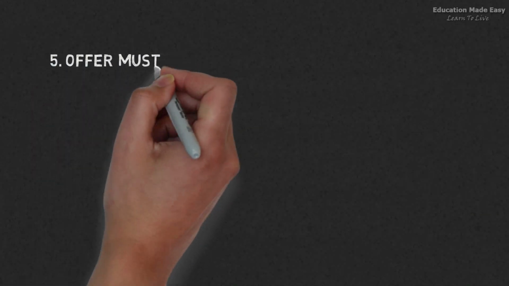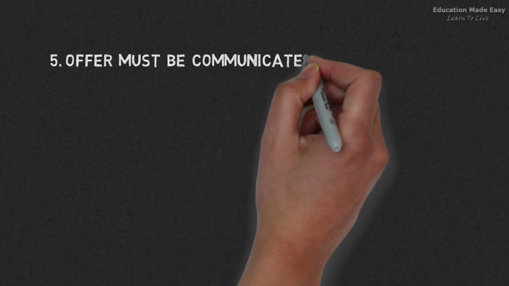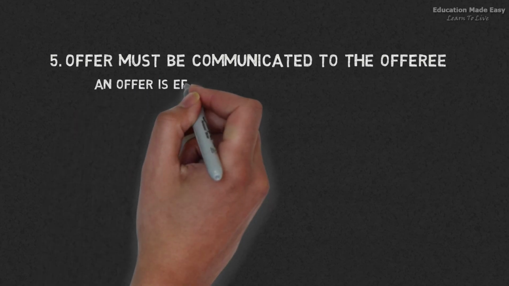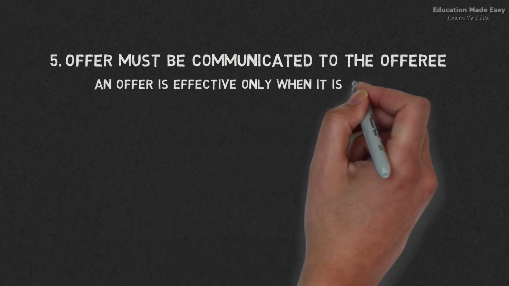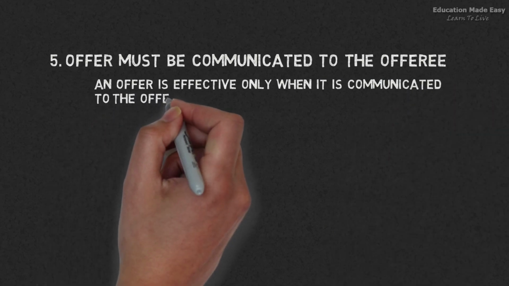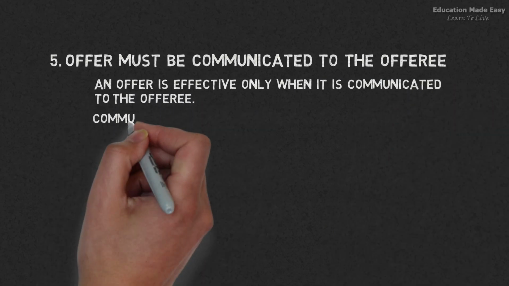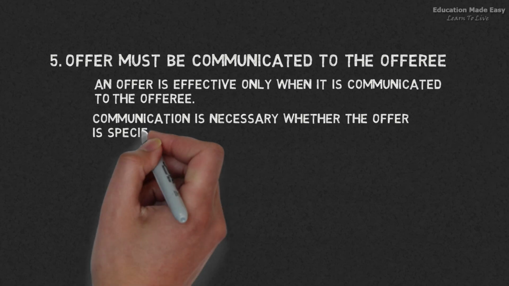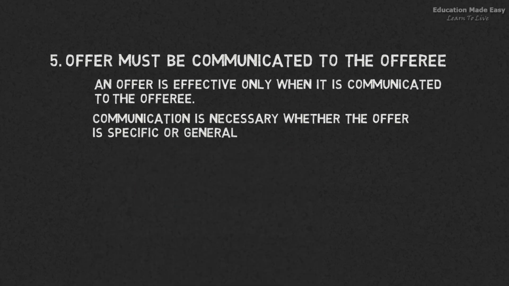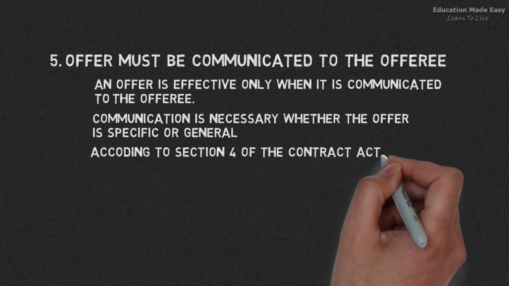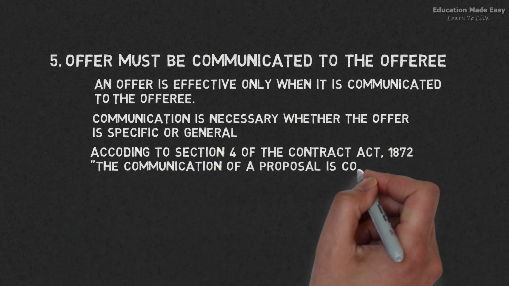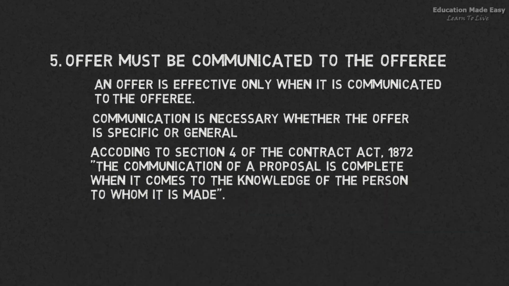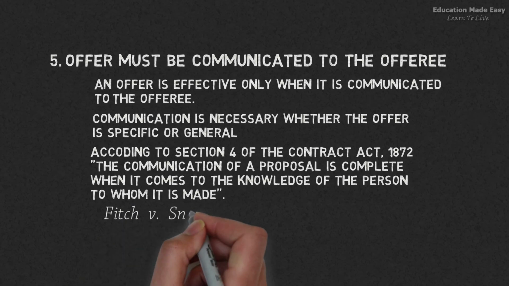5. Offer must be communicated to the offeree. An offer is effective only when it is communicated to the offeree. Communication is necessary whether the offer is specific or general. According to Section 4 of the Contract Act 1872, the communication of a proposal is complete when it comes to the knowledge of the person to whom it is made. The case related to this is Fitch versus Snedeker.